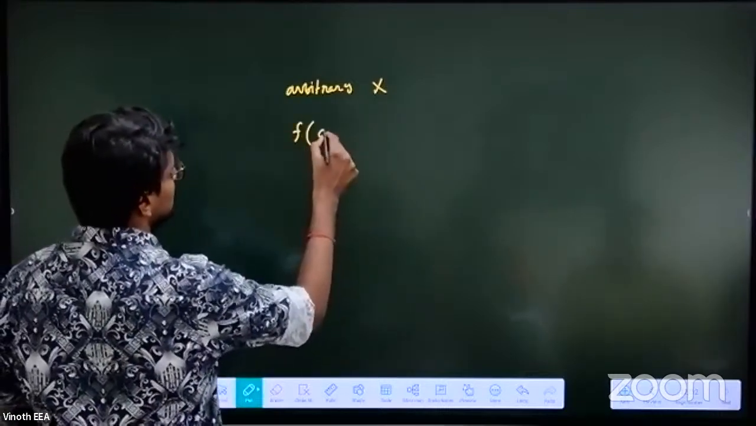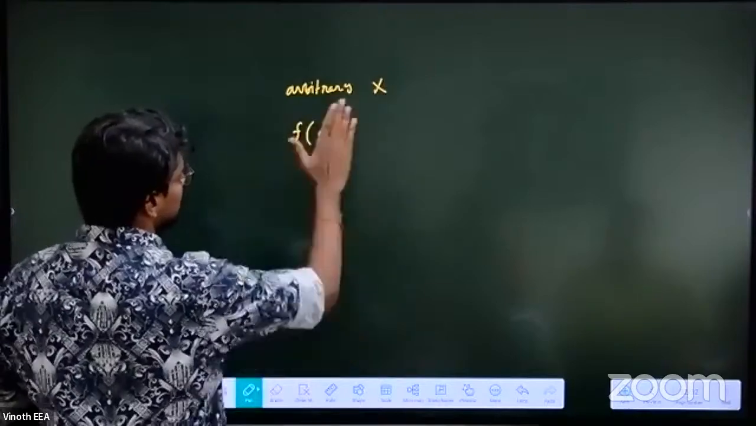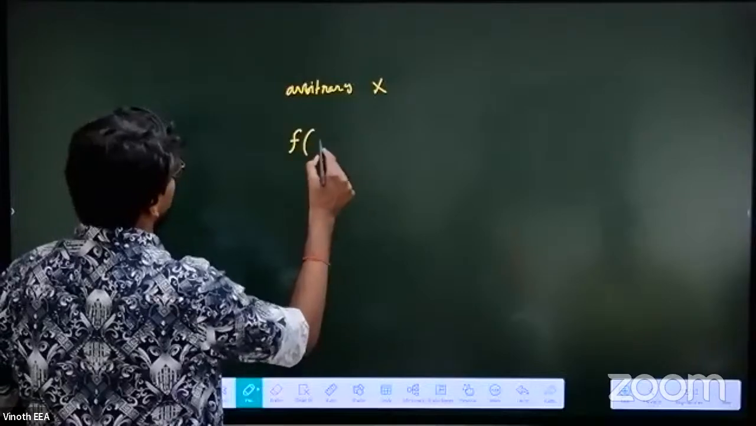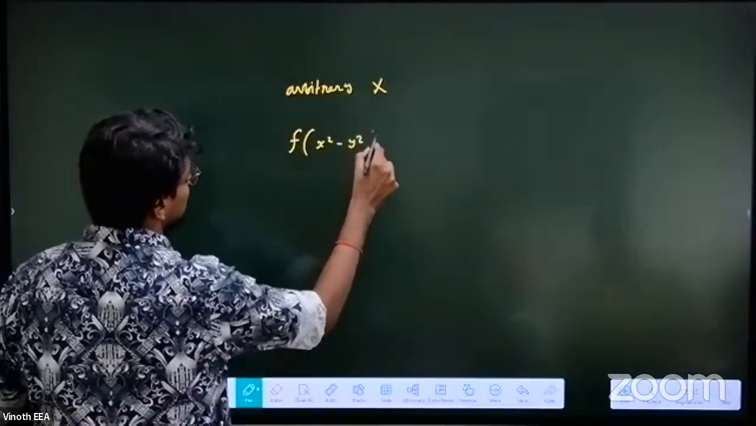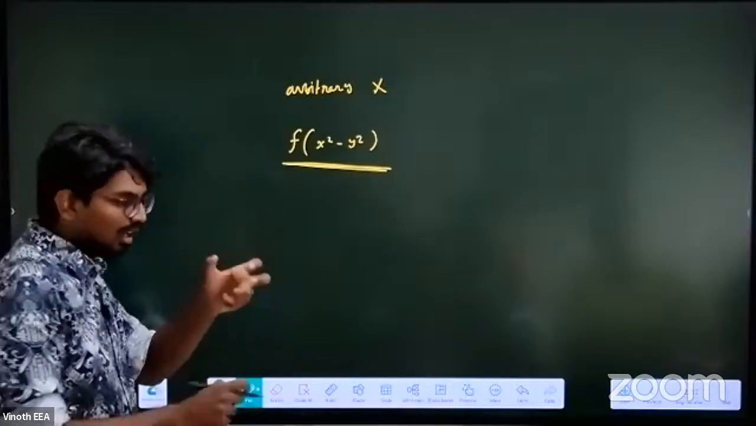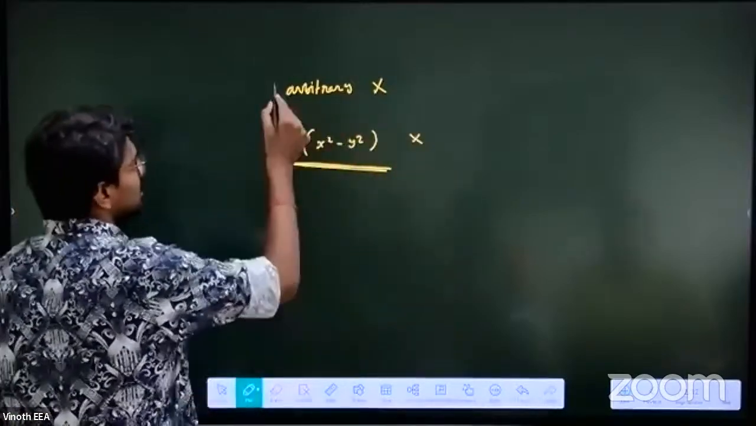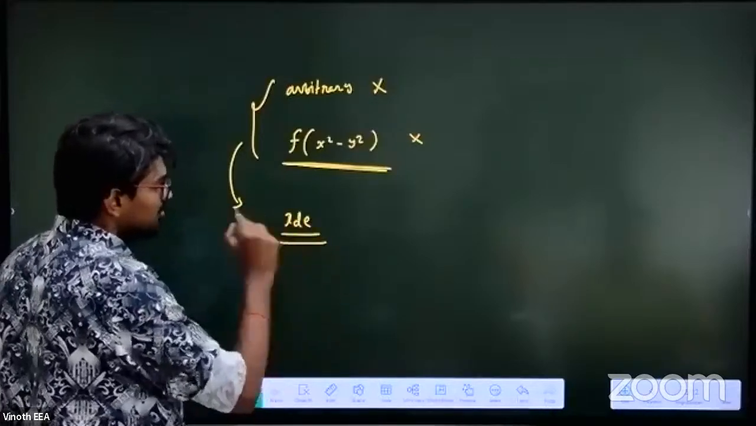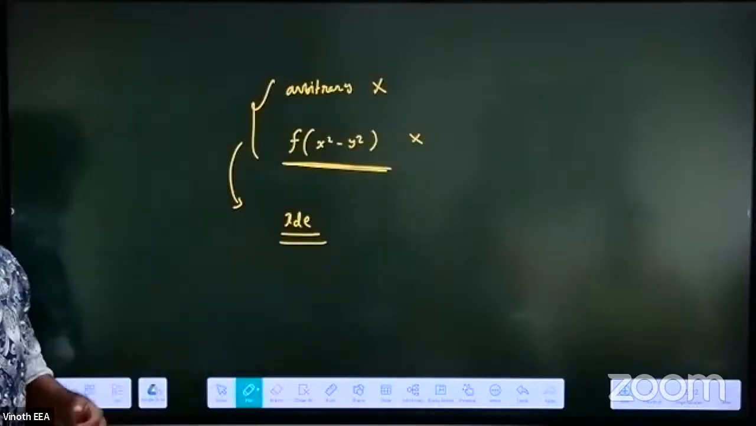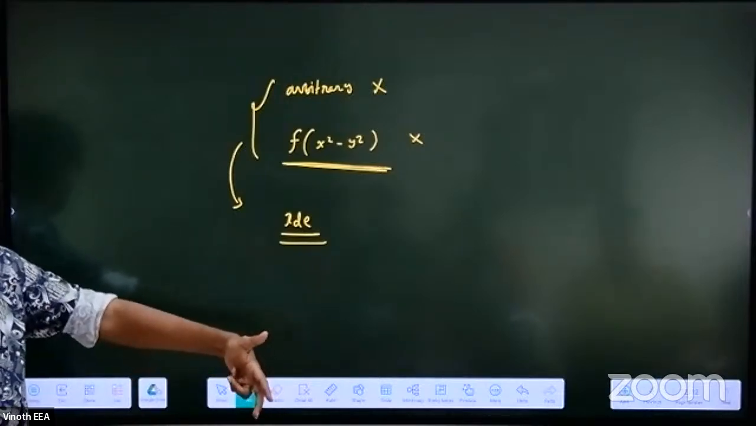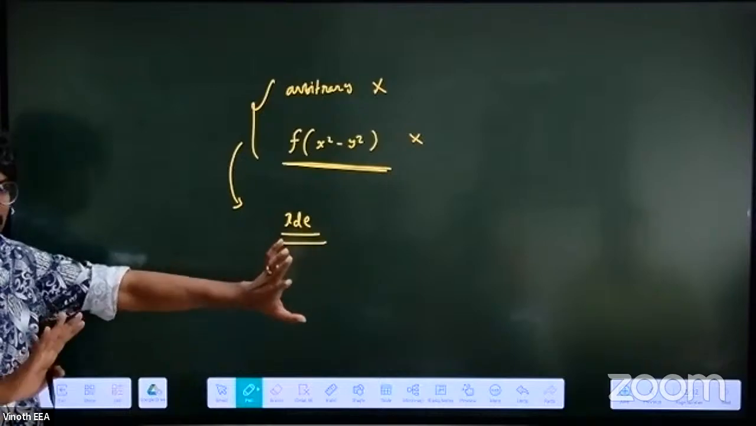I won't be able to explain without an example, so I will take an example. I will just say first, f of x square minus y square maybe. There will be some random function, and I need to eliminate that function also. Only if I eliminate both these terms do I get my PDE form. I need to eliminate the arbitrary constant, along with that I need to eliminate a function. I will explain; as of now, just keep it in mind.